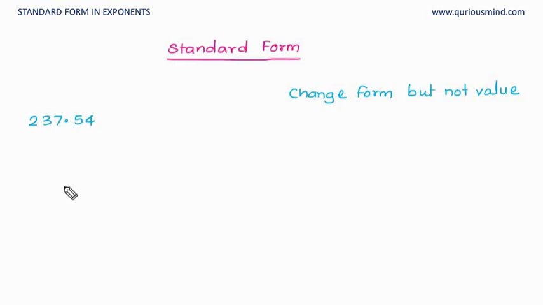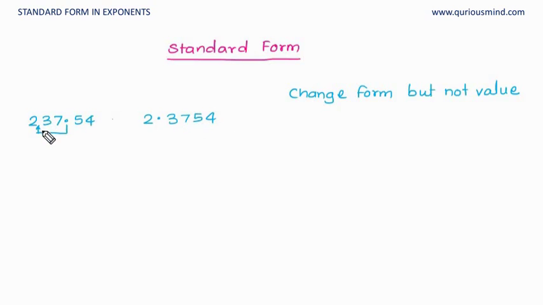237.54. Now I want to show this in a different form where the decimal point should be after one digit only, one whole. So I want to show this as 2.3754. So what actually am I doing? I am moving this decimal point 2 places and putting it here. And if you compare, this new number is smaller than this number. It is 237.54 and this is 2.3754.